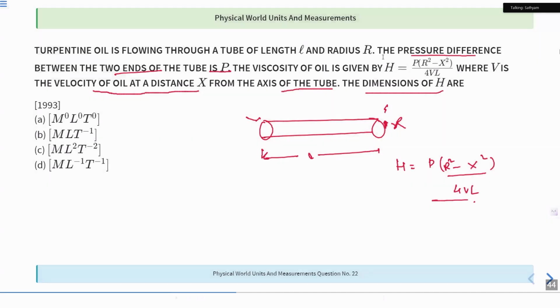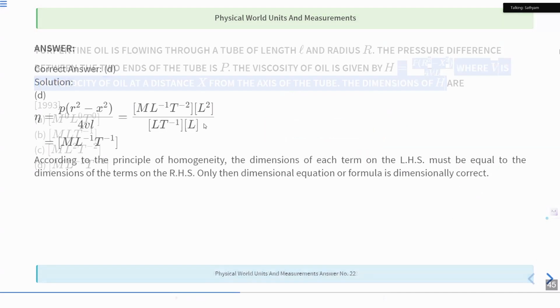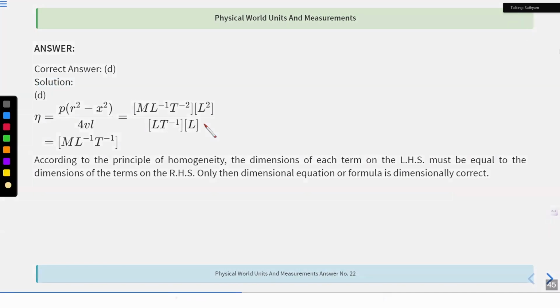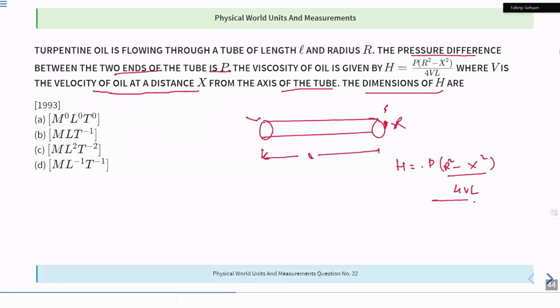They have told this whole story. You basically need to calculate this using this formula. It is the viscosity formula, P into R square minus X square divided by 4VL. I hope this is clear. The questioner will obviously make stories, but you just don't have to get trapped in that story. Try to analyze. You just need to focus on this formula. You have to derive the dimension of eta.